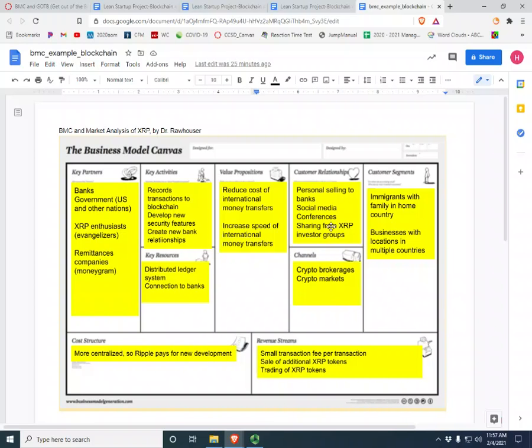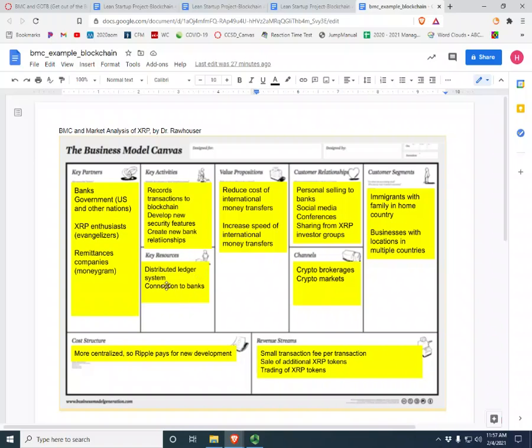How do they get their tokens to people? Well, they use crypto brokerages like Coinbase or Binance, Kraken. These are brokerages where you can get the tokens. And they also use crypto markets that are just peer-to-peer like Uniswap and other markets like that. What do they actually do? The activities: they record transactions to a blockchain. They develop new security features. They're always updating stuff and creating new bank relationships.